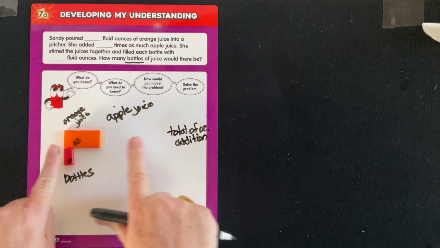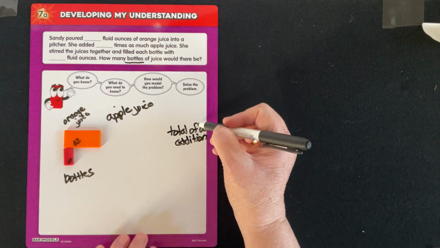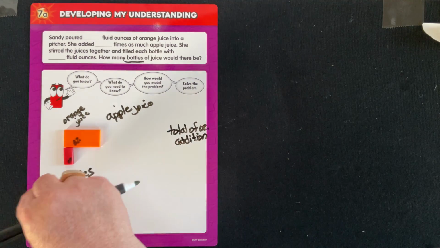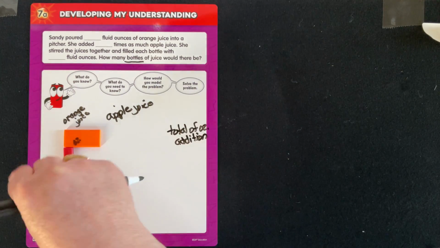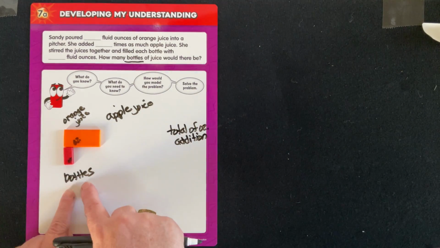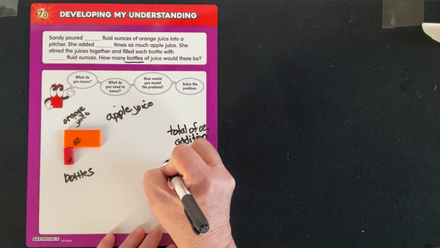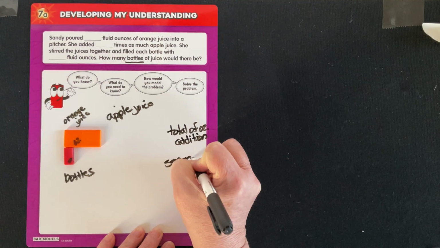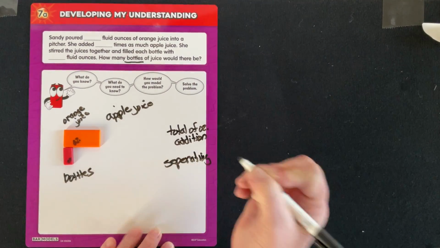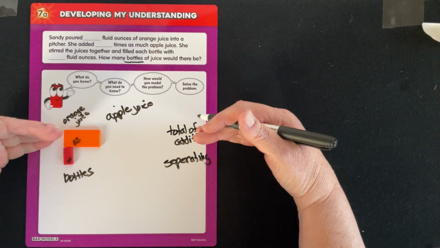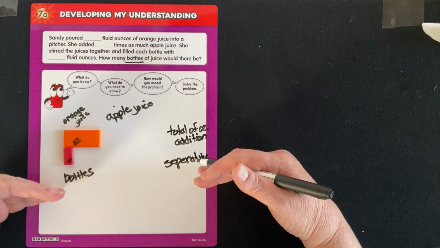Once we join those, then we're going to take this total and pull out so many ounces, so many ounces, so many ounces. And each of those amounts are going into bottles. So we're then separating. So this is why this is a two-step problem. We first have to solve this one. Then we will be able to separate.